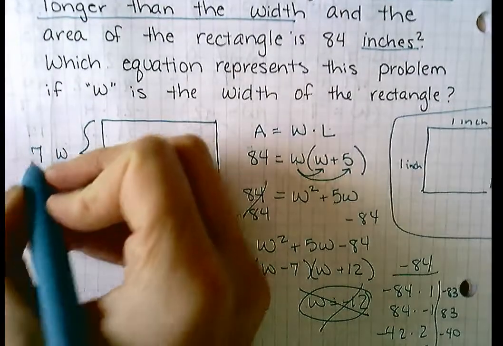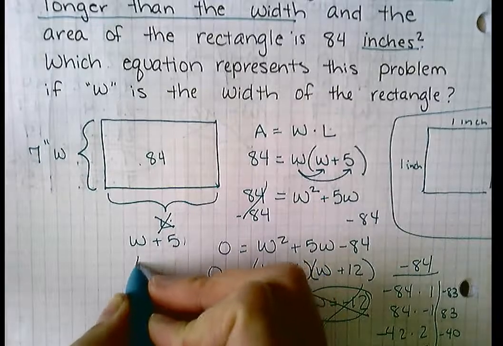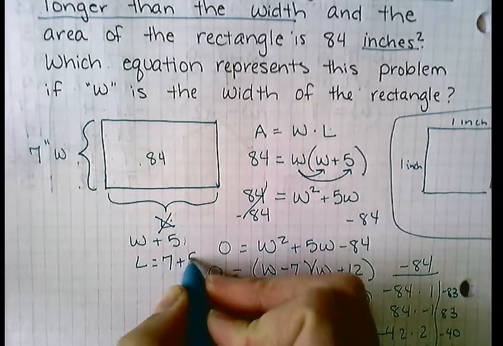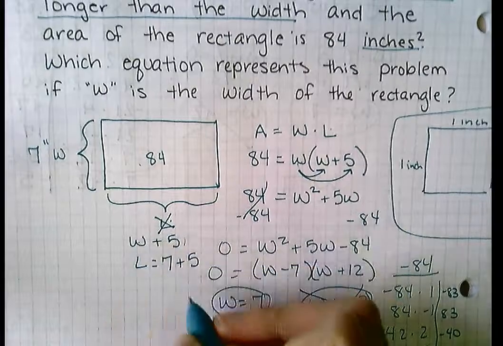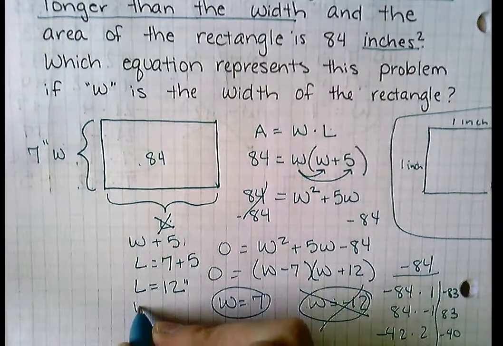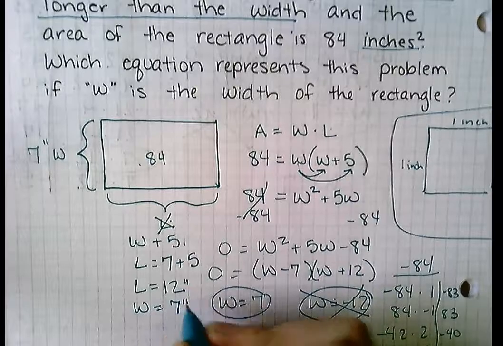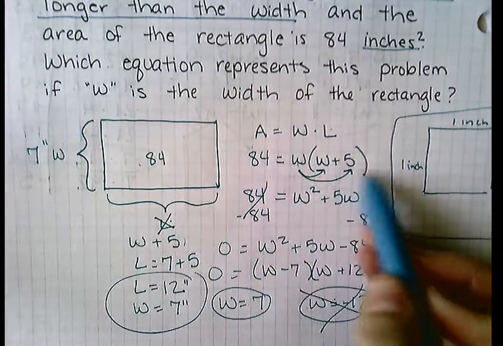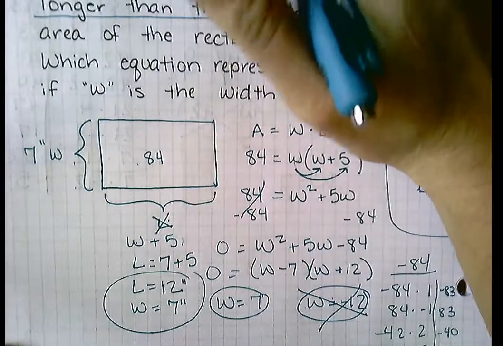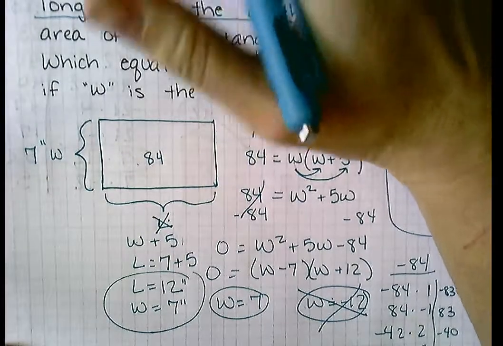So our width is 7 inches and our length is 7 plus 5 inches. It's 5 more than the width. So the length is going to be 12 inches and the width will be 7 inches. Okay, so we came up with an equation and we solved it. Please ask me if this left you confused. I'll be happy to explain it in class too.